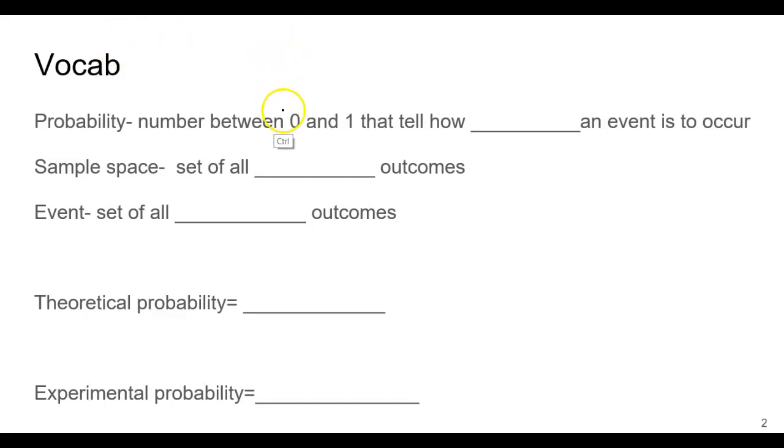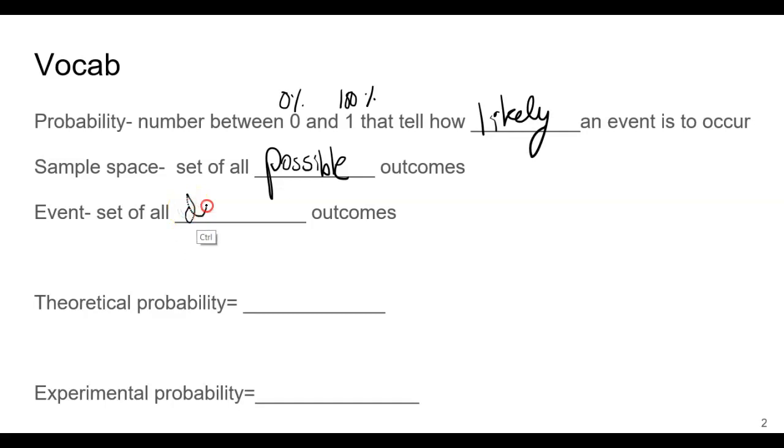Just in general, probability is a number between 0, or we can think of that as 0%, and 1, or 100%, that tells us how likely an event is to occur. A sample space is a set of all possible outcomes, while an event is a set of all desired outcomes.